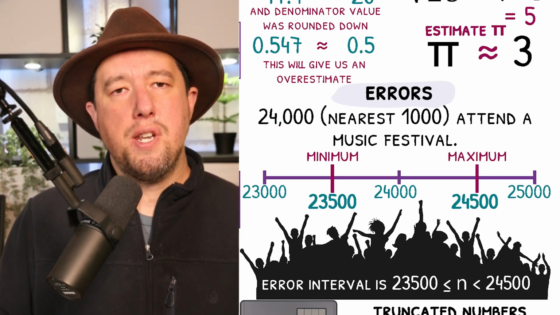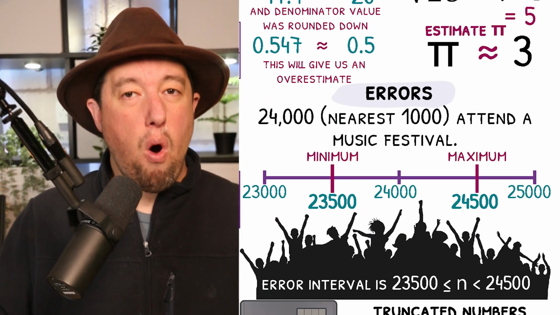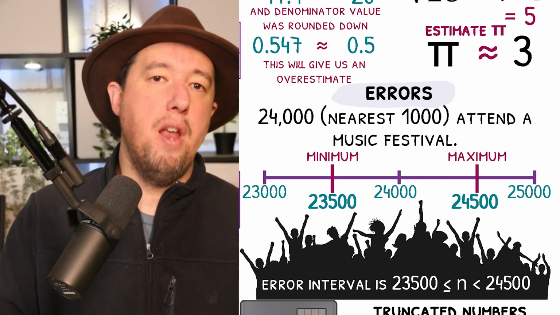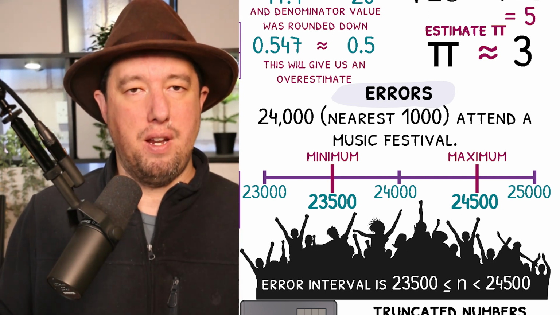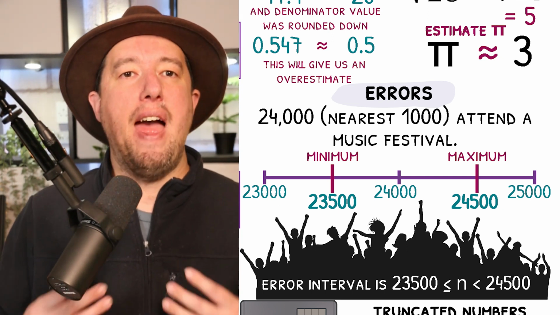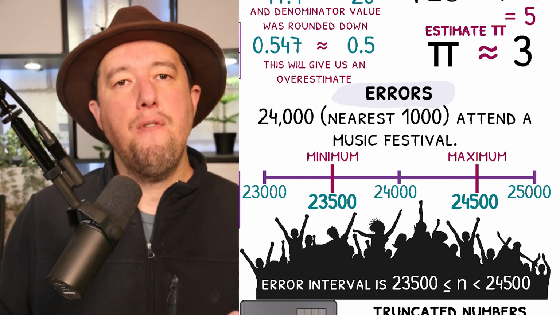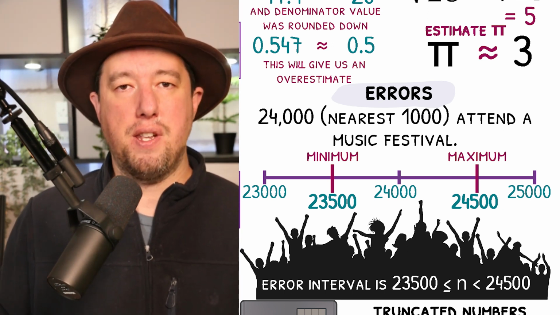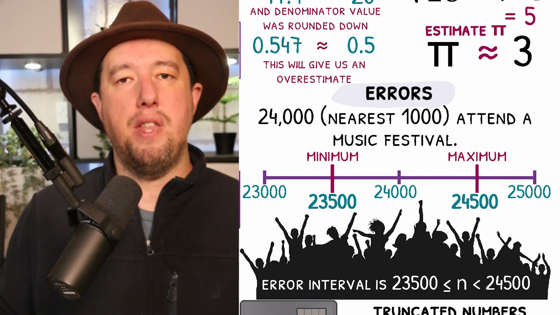When we come across numbers that have been rounded, it's often important to know what the numbers could have been before the rounding. A common way of doing this is with error intervals. Imagine 24,000 people attended a music festival, but this number was rounded to the nearest thousand.